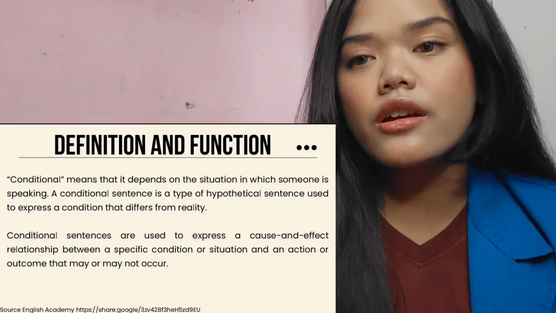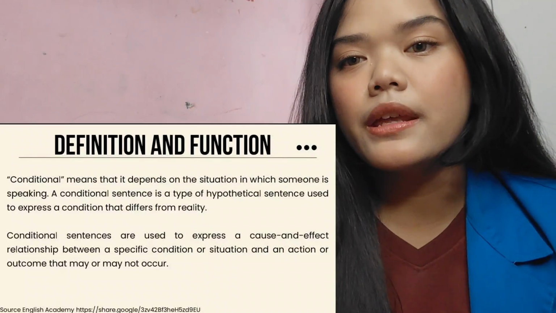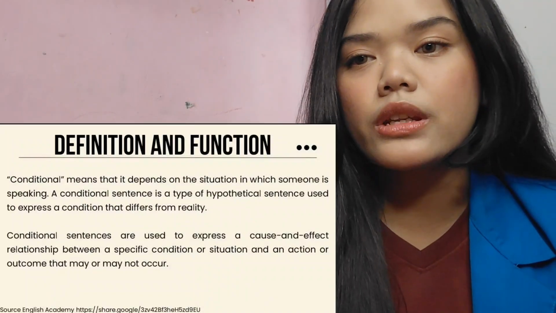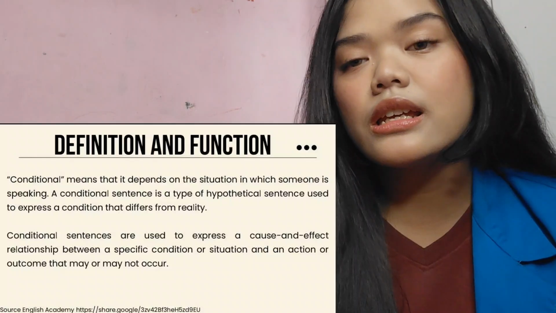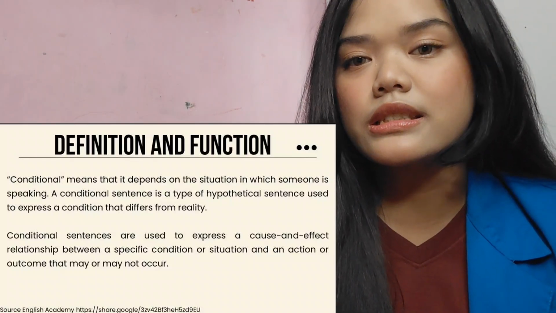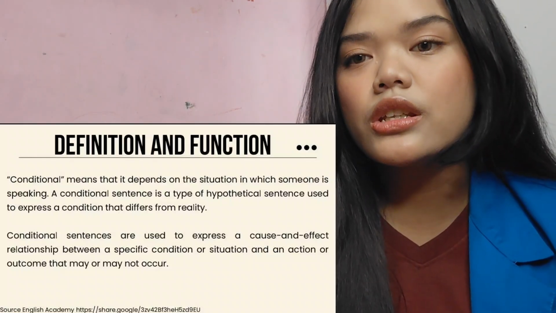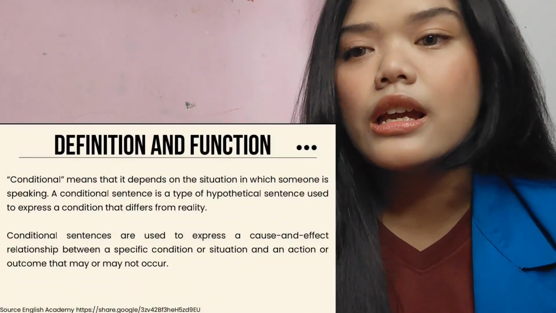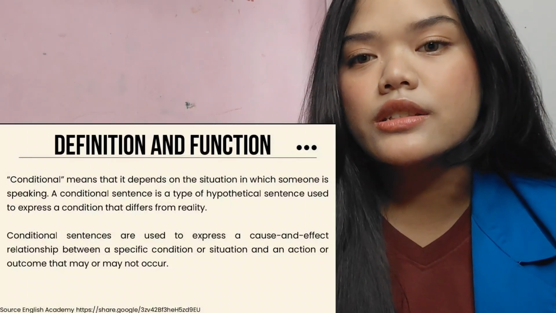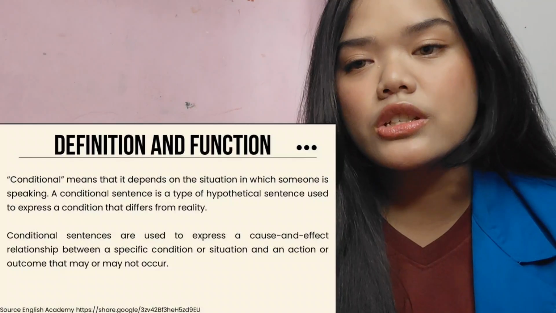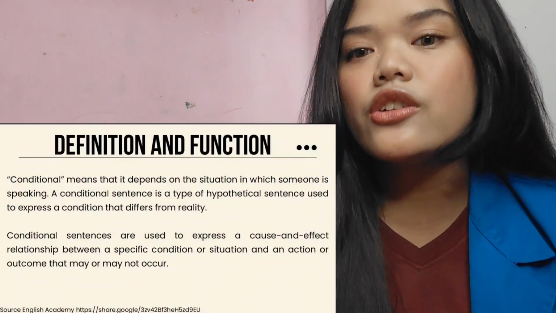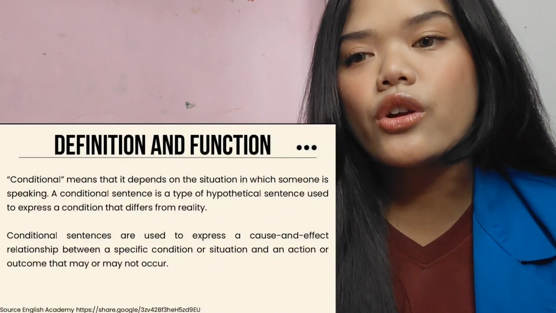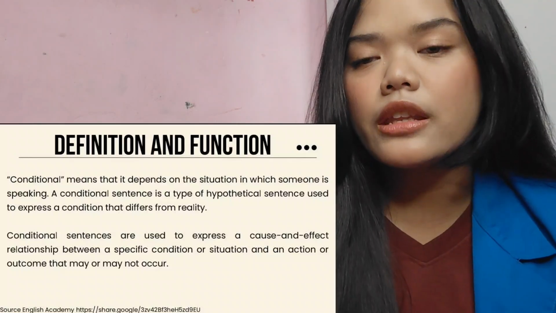Today I will give a presentation about conditional sentences and direct speech versus reported speech. Definition and function of conditionals: they depend on the situation in which someone is speaking. A conditional sentence is a type of hypothetical sentence used to express a condition that differs from reality. Conditional sentences are used to express a cause and effect relationship between a specific condition or situation and an action or outcome that may or may not occur.